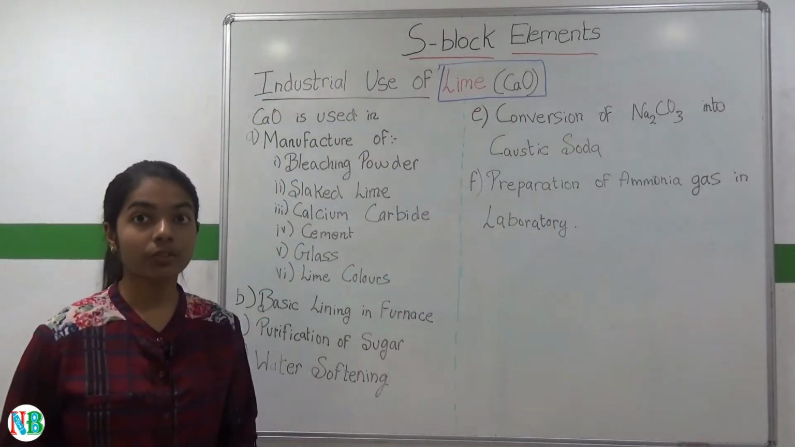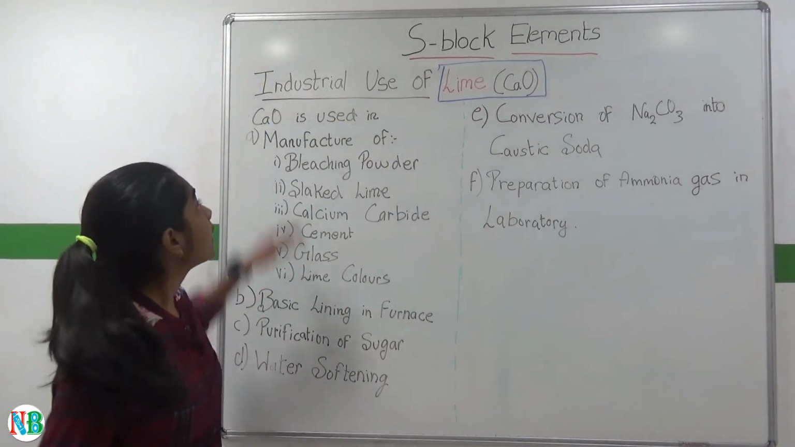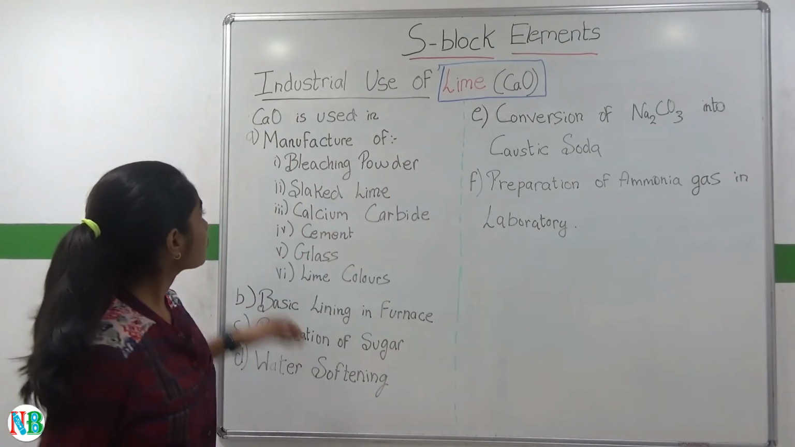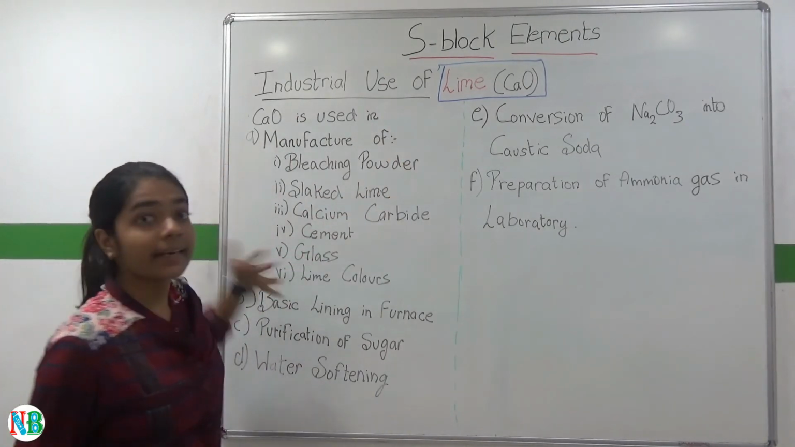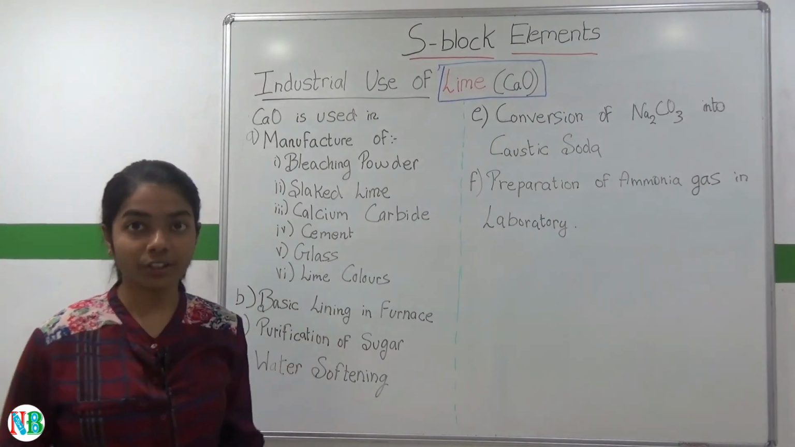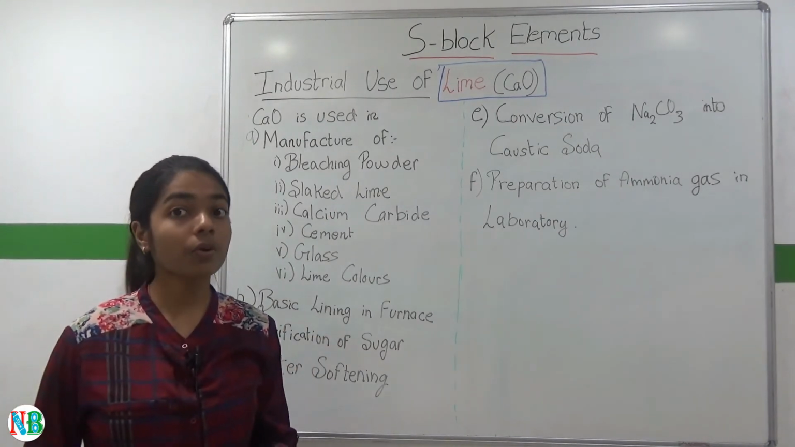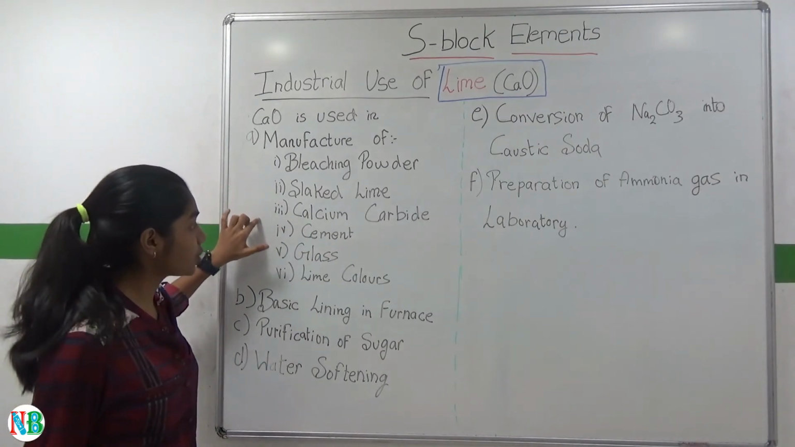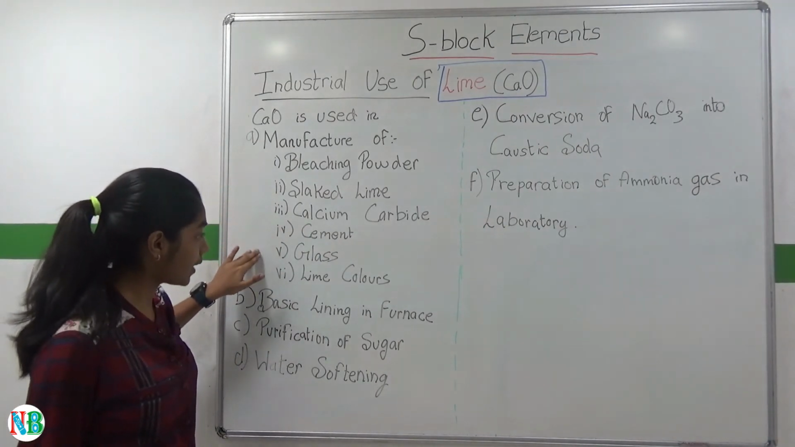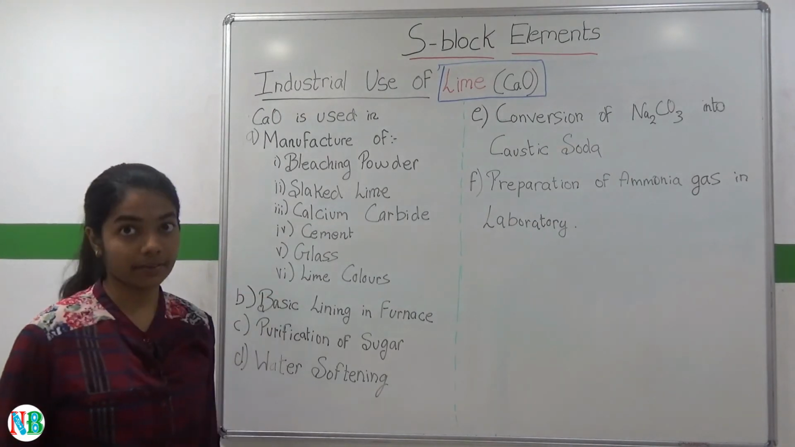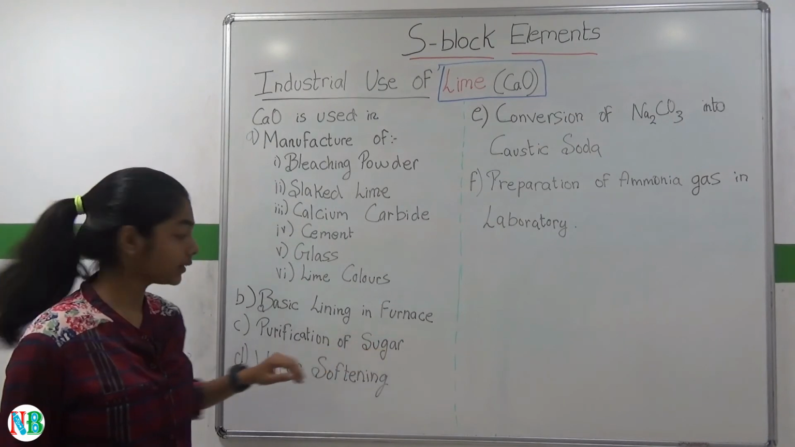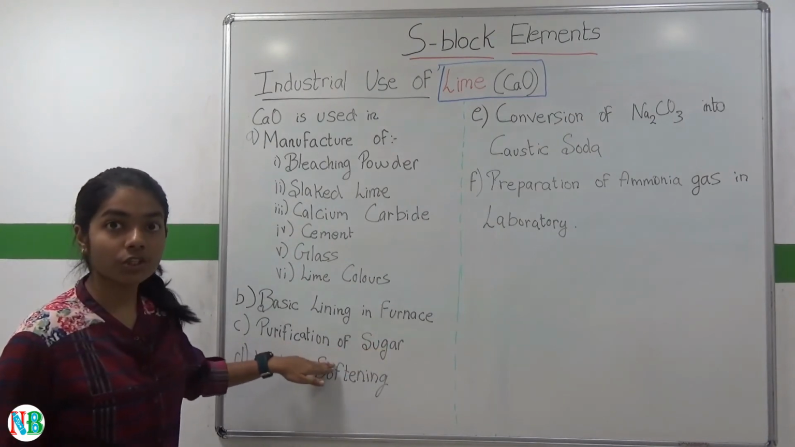We will now move to the next topic of S block, that is industrial use of lime. Molecular formula CaO. CaO finds its maximum use in manufacturing industries. It is used for manufacturing bleaching powder, slaked lime, calcium carbide, cement, glass, lime colors, etc. It is used in basic lining in the furnace. It is used in the purification of sugar.